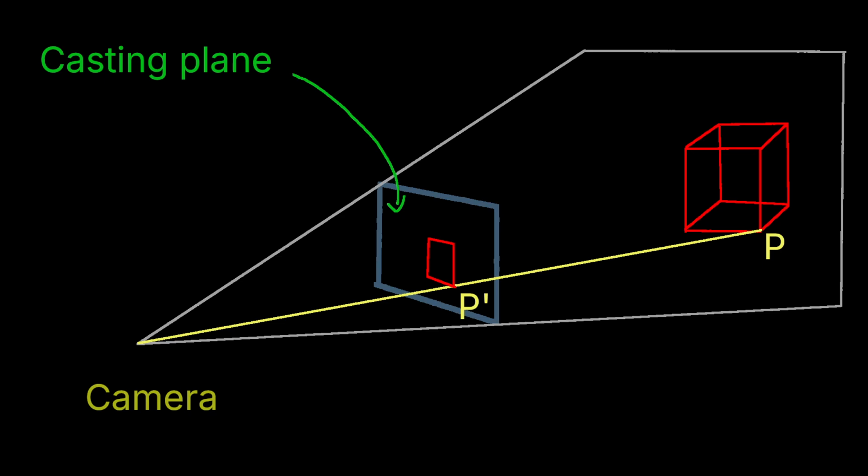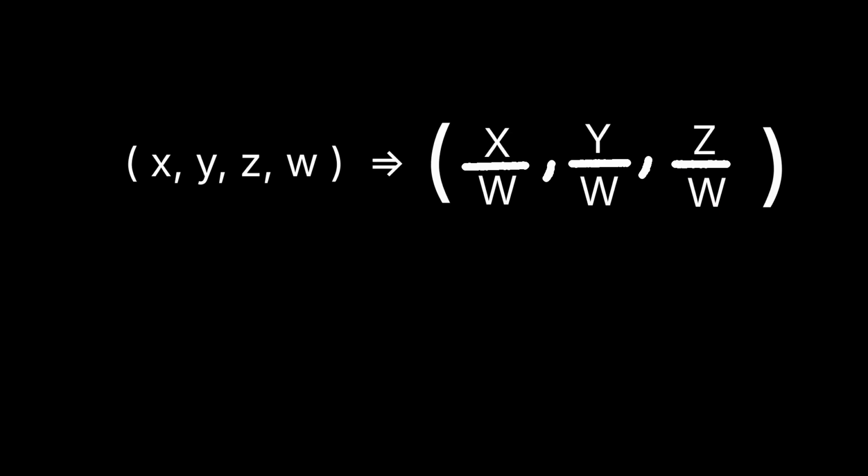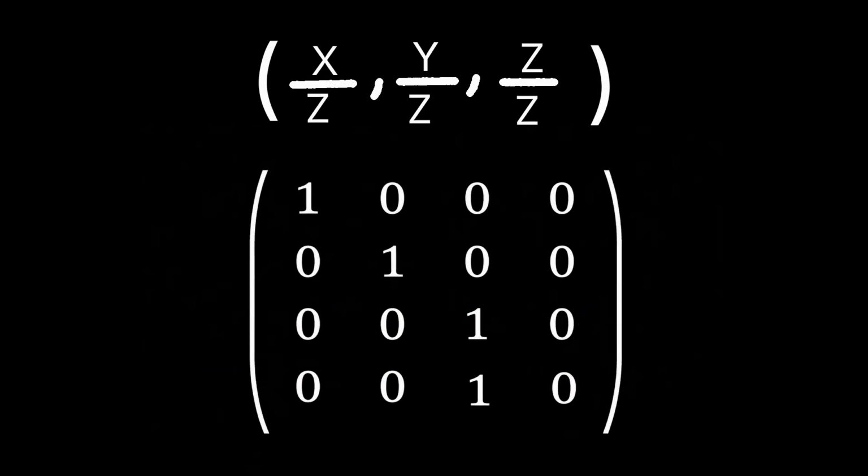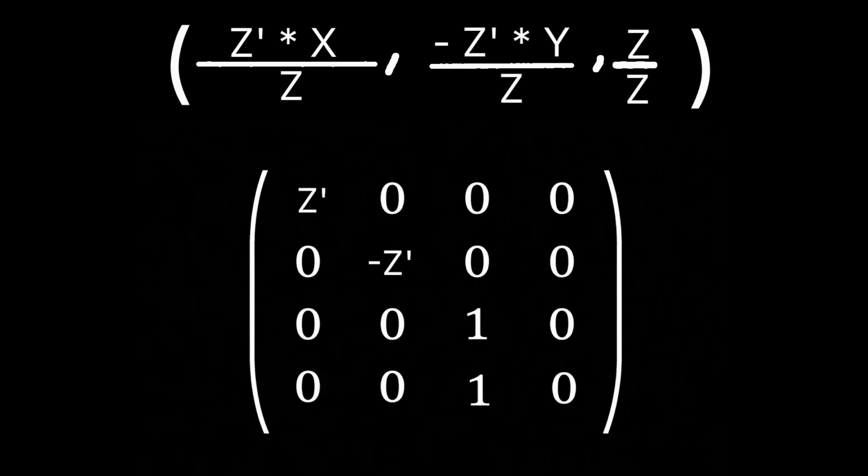Let's build it step by step. We start in homogeneous space. A point looks like this: x, y, z, w. To get back to 3D, we divide by w. But in our projection formula, we divide by z. So here's the trick. We set w equal to z. We can build a matrix that outputs w as z. Now after division by w, we are effectively dividing by z. We also scale x and y by the projection plane distance.